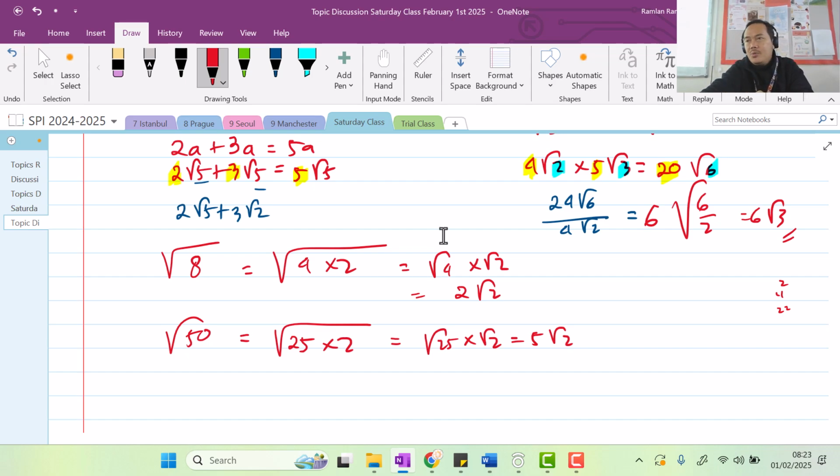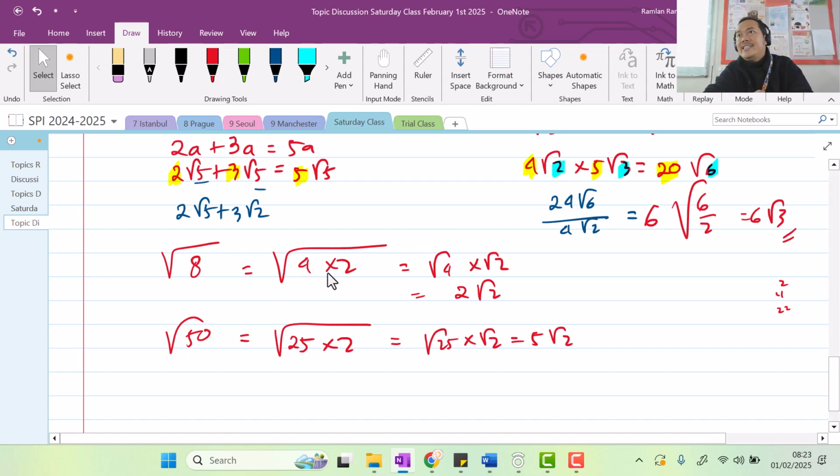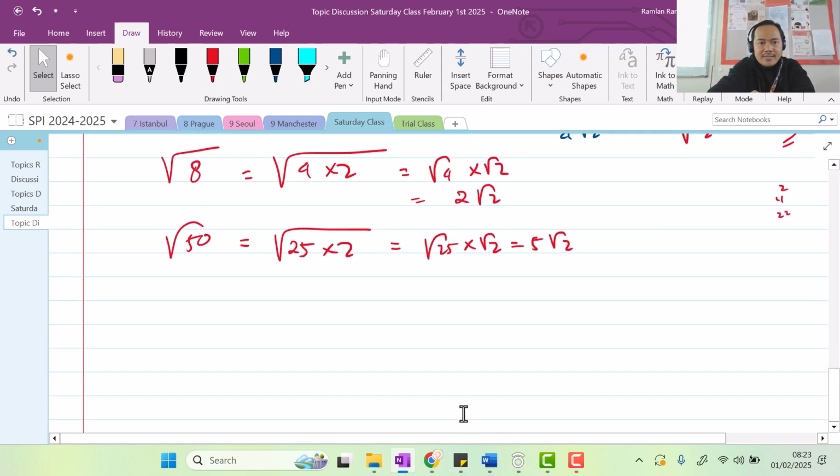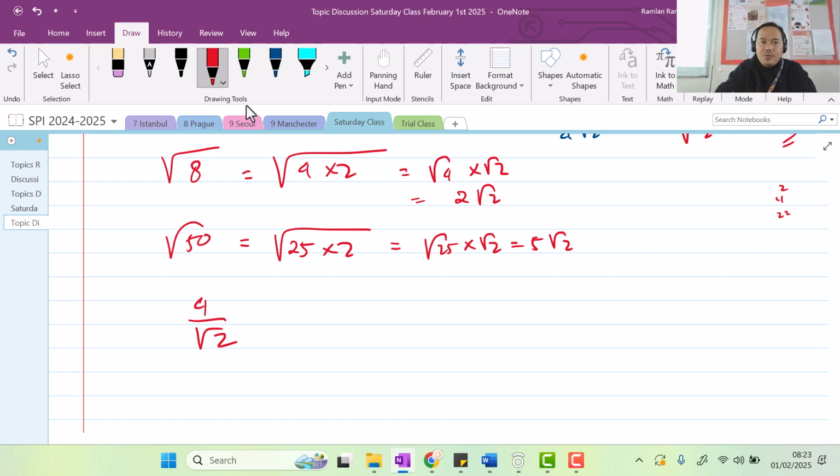Okay. Now the next one is about rationalizing the denominator. Masih ingat? So if you have a fraction in which the denominator is in surd form, you are sometimes asked to rationalize that fraction. It means that you're getting rid of the surd form in the denominator. Okay, so for example, if I have, let's say, 4 over square root of 2. Now there we have a denominator which is a surd form. So what can we do to get rid of that?